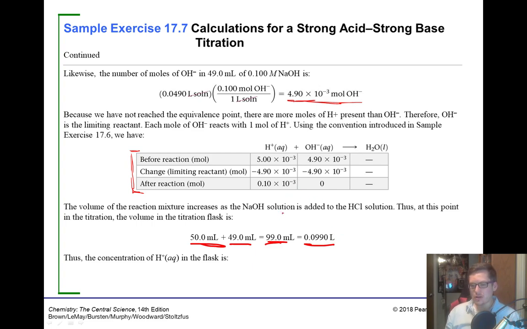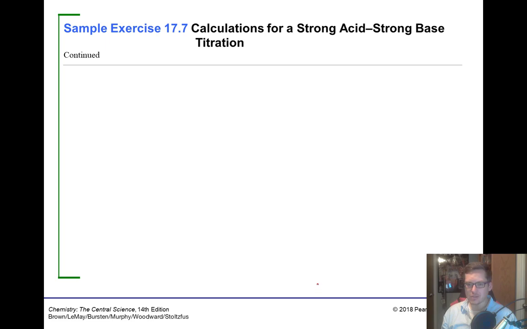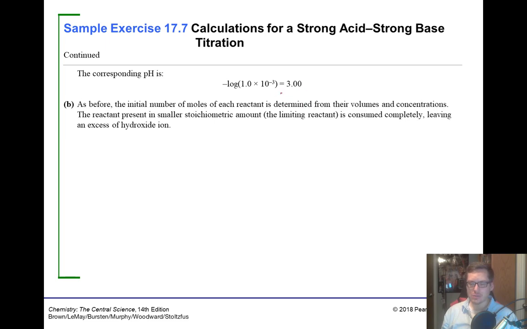So in order to get our new concentration, we need to divide our moles by our new volume. All right, so there's our moles, our new volume, and so our new molarity is this guy here. So then to get the pH, all we have to do is just take the negative log of that. And so our pH of our solution is 3. All right, so that's when we've added 49 milliliters of that base.